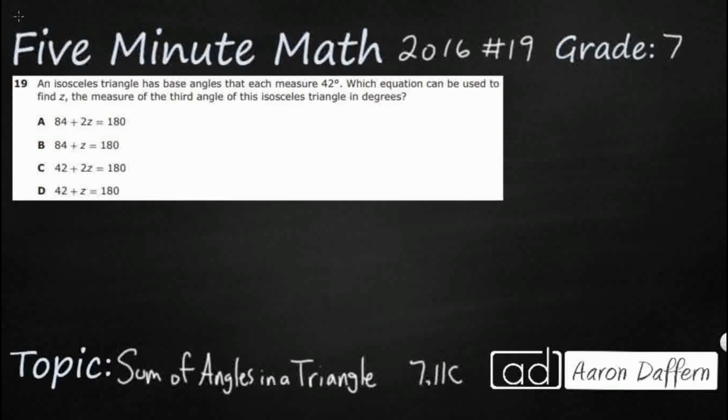So we have an isosceles triangle. It has base angles that each measure 42 degrees. We just need to find an equation to find z, the third measure. All right, so this is assuming we've been dealing with different types of triangles at least since the 5th grade. But we need to know what an isosceles triangle is.